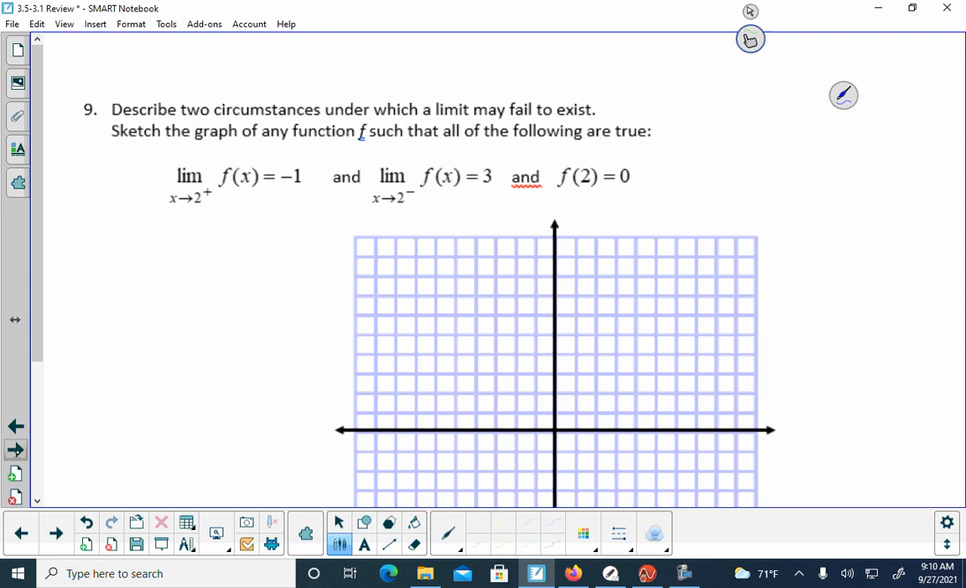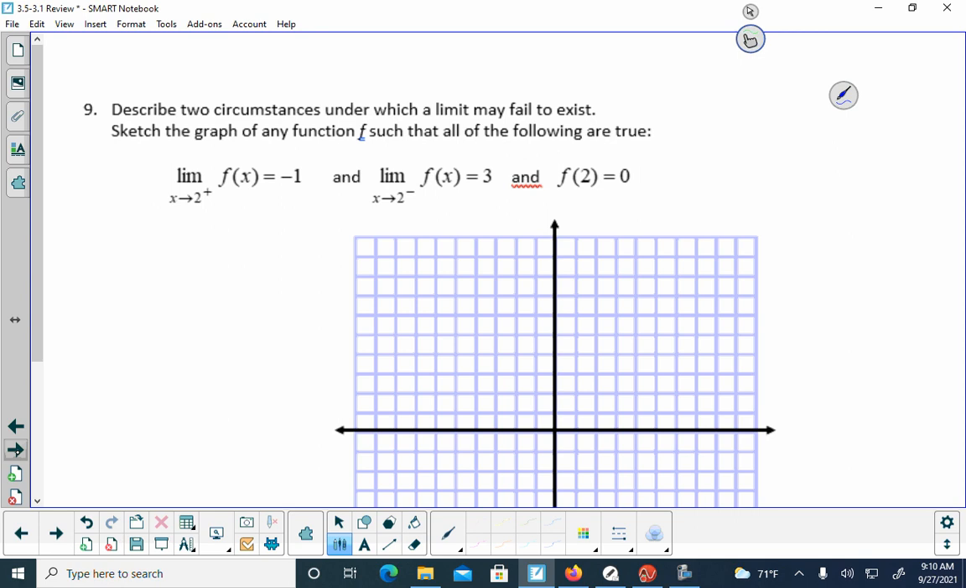All right, describe the two circumstances under which the limit may fail to exist. Sketch the graph of any function such that all the following are true. So the two circumstances in which the limit fails to exist are when you have a jump in the graph or when you have an asymptote.